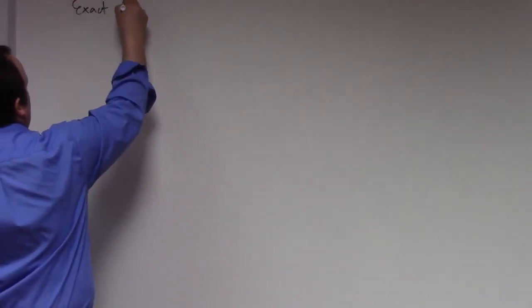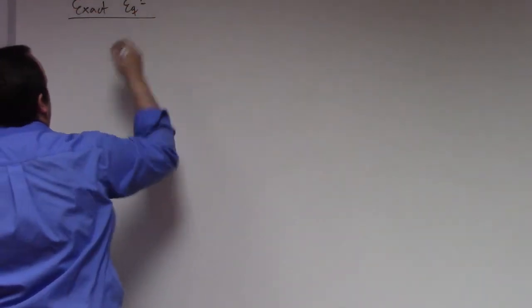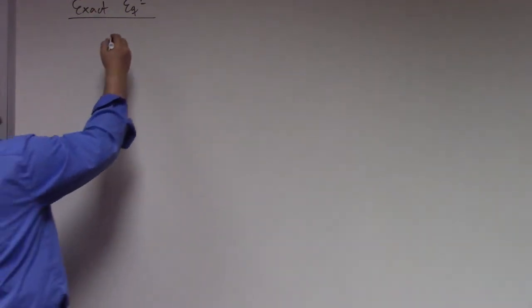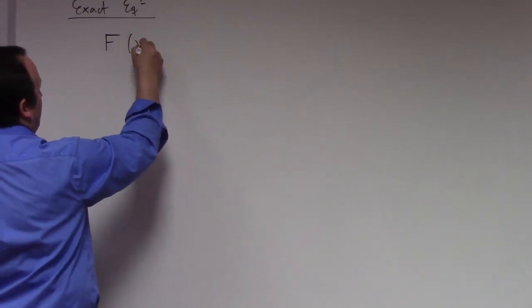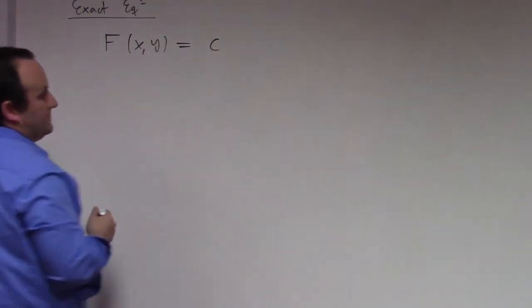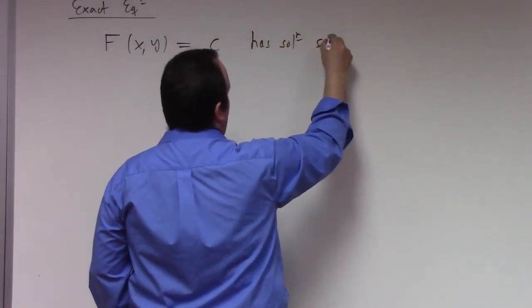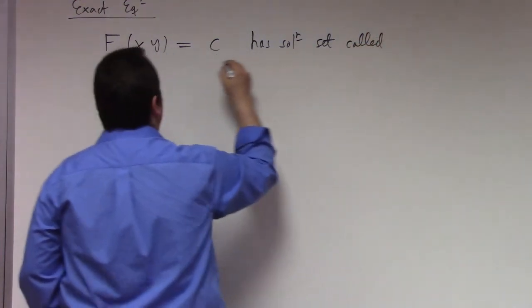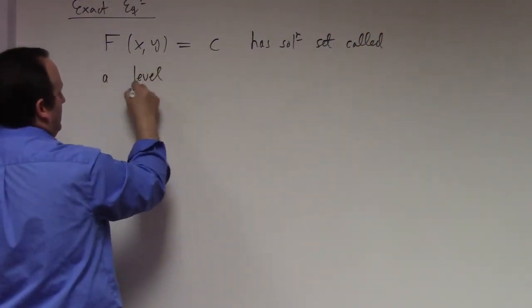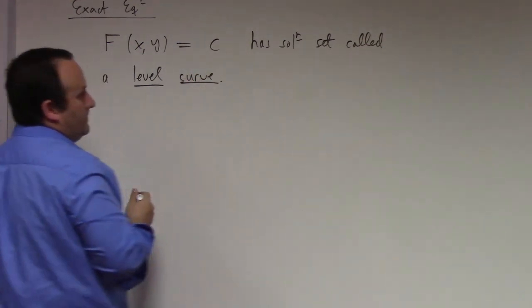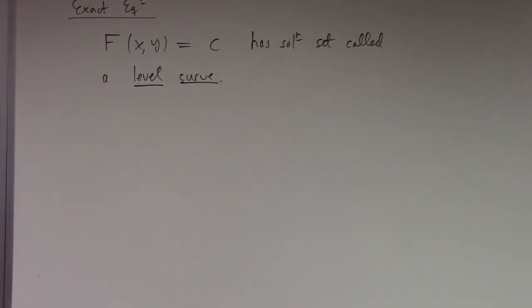All right, so exact equations. This is probably, I really think it's simple, but I have a lot of trouble getting students on the same page. Basically, the thing is this. In Calculus 3, we learned if you have the solution set to this, what is it called? Level curve, right? So the solution set of a function of 2 variables equal to a constant is a level curve. Many examples exist.